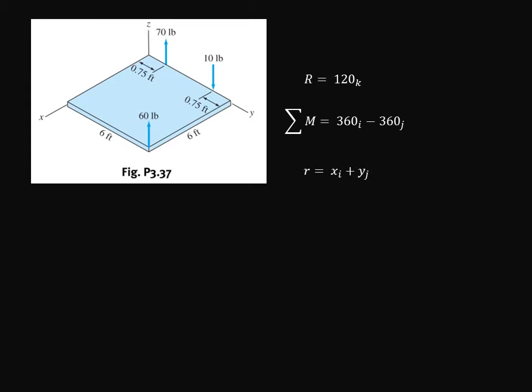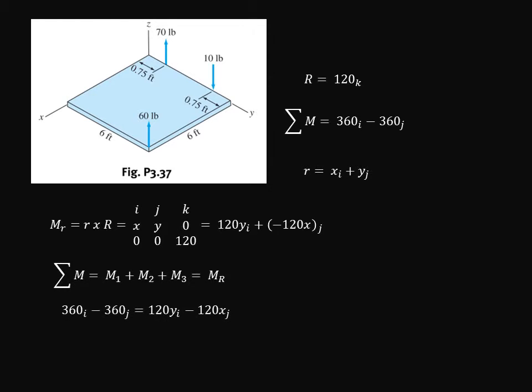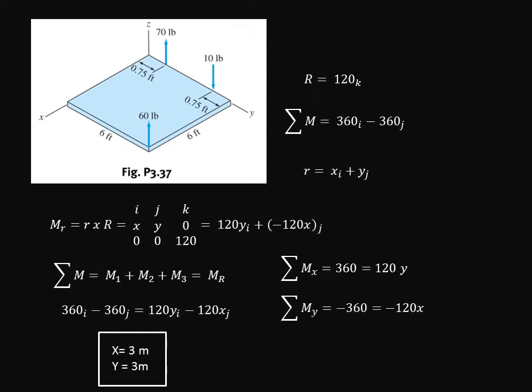Next is to get the cross product of the force R and the distance r that we established to solve for its point of application, and we equate it to the resultant moment we earlier had. Then, we will now be able to solve for the distance of the resultant force with respect to the x and the y axis, in which it lies in the coordinate 3x, 3y, and 0z.